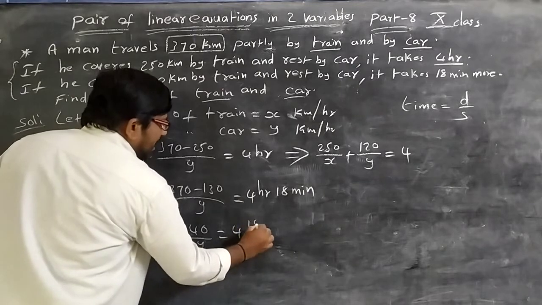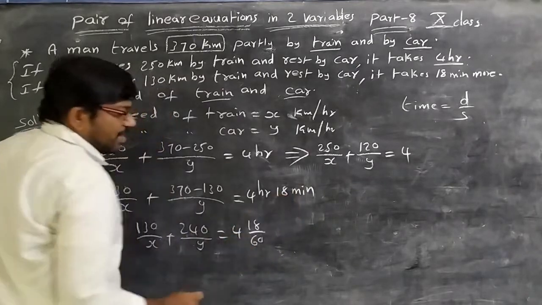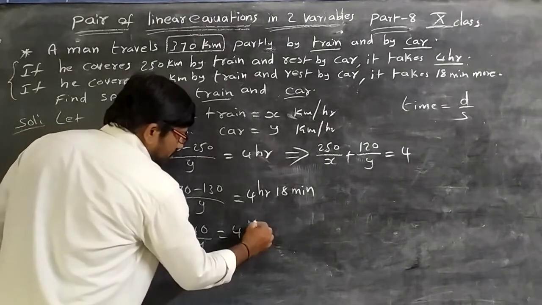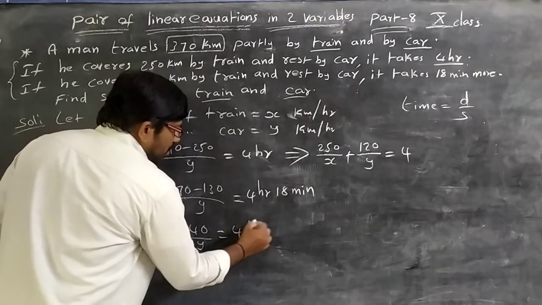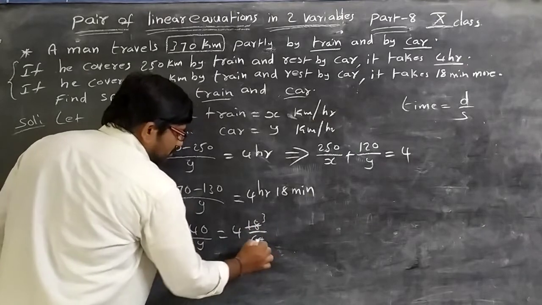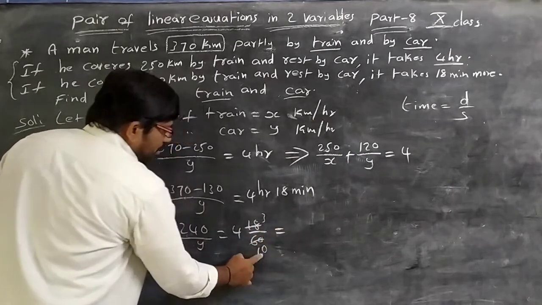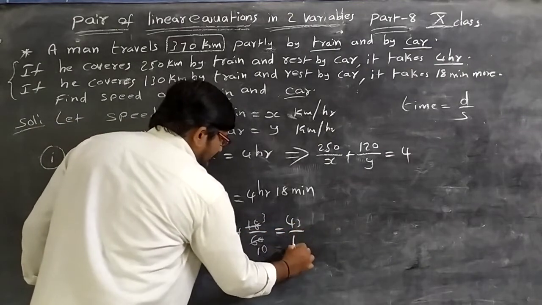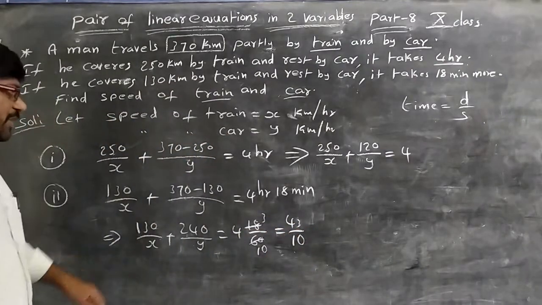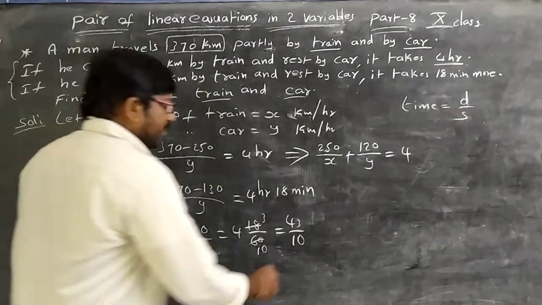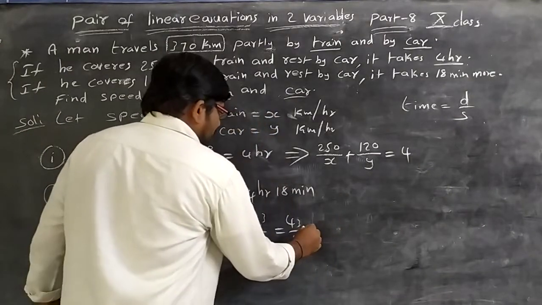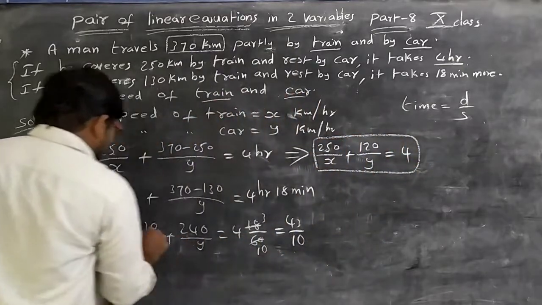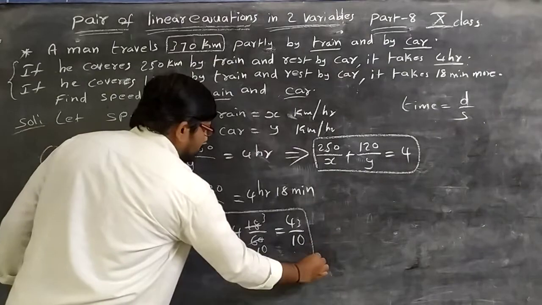Converting 4 hours 18 minutes into hours, 4 and 18 by 60. Now cancel it: 6 3s are 18, 6 10s are 60. That is equal to 43 by 10. This is another equation. We get two equations, the first one and the second one.